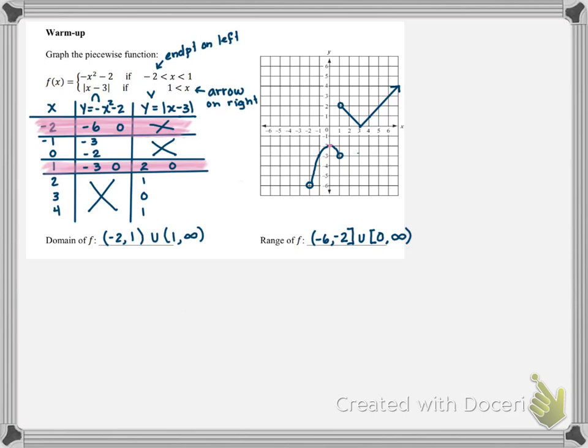So there is no point on the graph that has a y value between -2 and 0. That's why we had to skip it. That's why it's not part of our range. And then both those middle ones are hard brackets because there is a point on the graph that has a y value of -2, and there is a point on the graph that has a y value of 0. So both of those have to be part of our range.